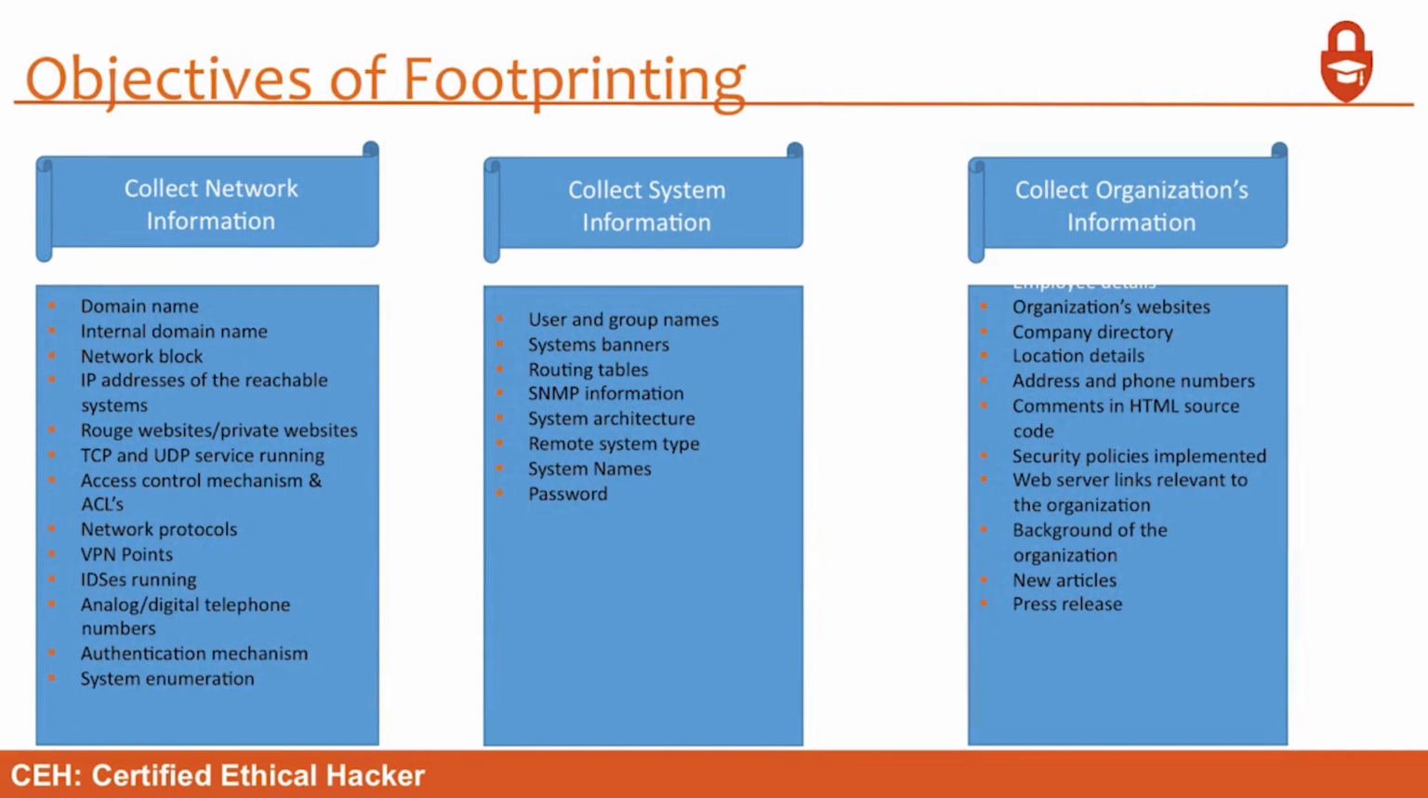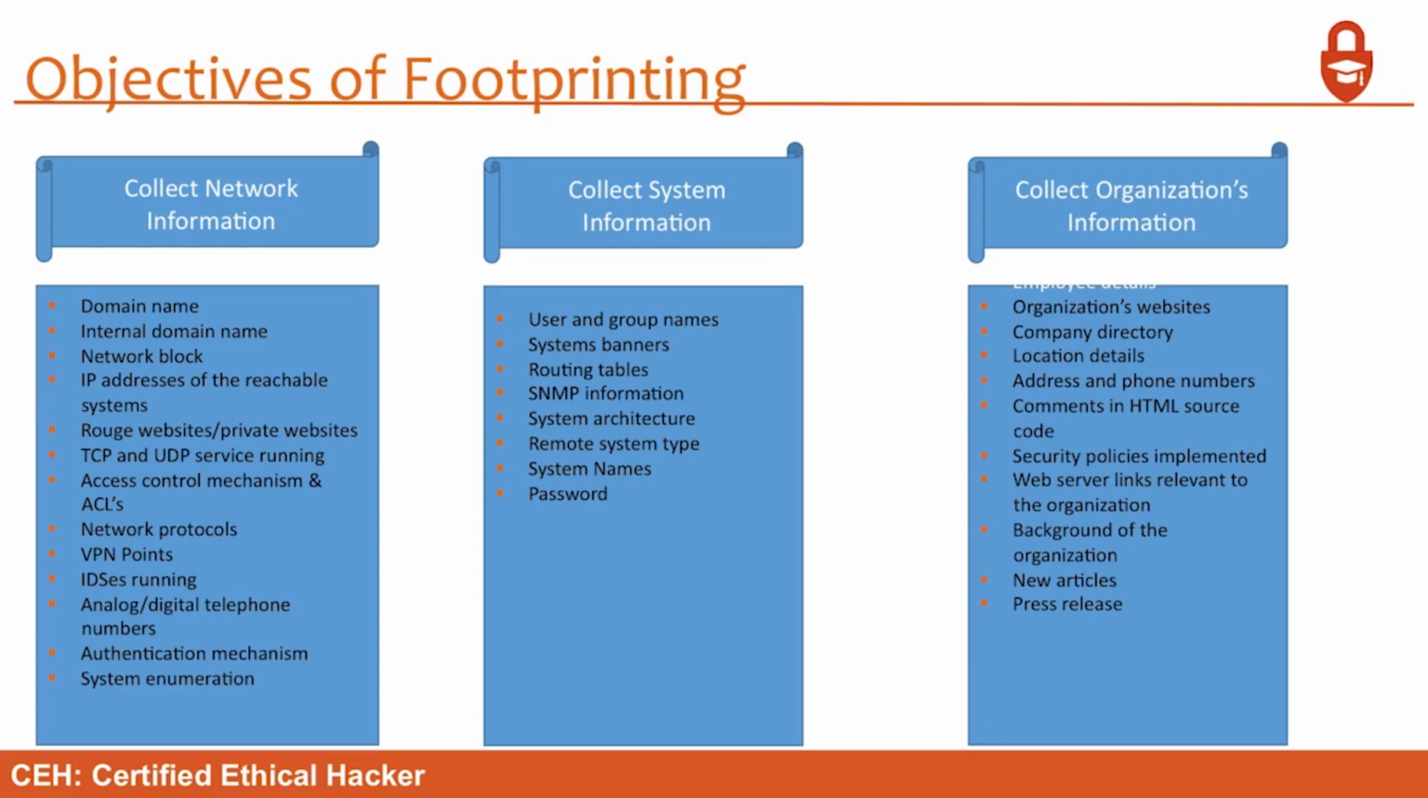Objectives of footprinting are to collect network information. And under that, we have domain names, internal domain names. So if you can perform zone transfers, you may get information about the internal network address space. Network blocks, IP addresses of the reachable systems, rogue websites, private websites, things like that, TCP and UDP services that are running, access control mechanisms and ACLs, network protocols, VPN points, IDSs that are running or that might be in use, analog digital telephone numbers, authentication mechanisms and system enumeration, that kind of thing.